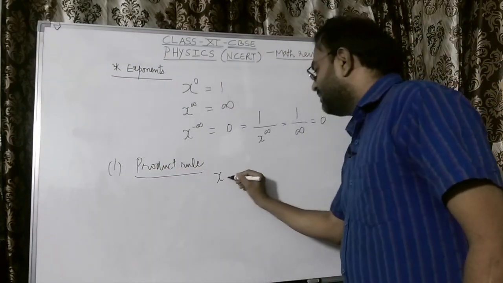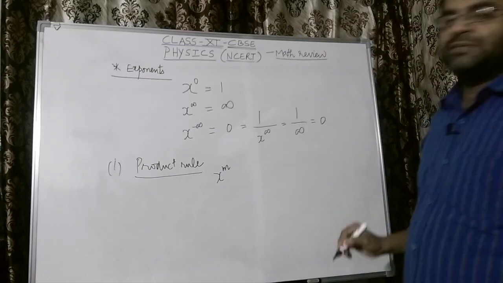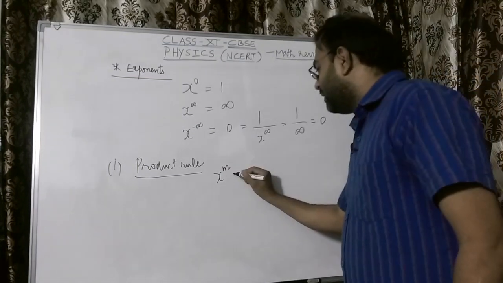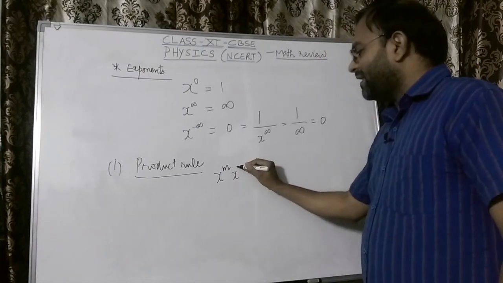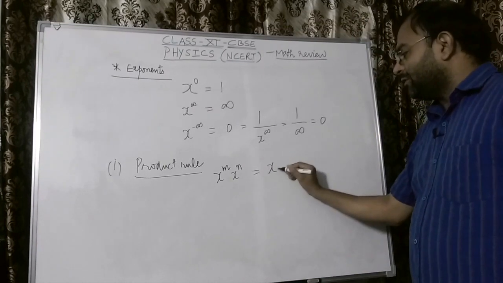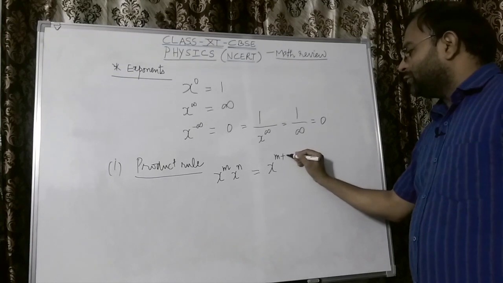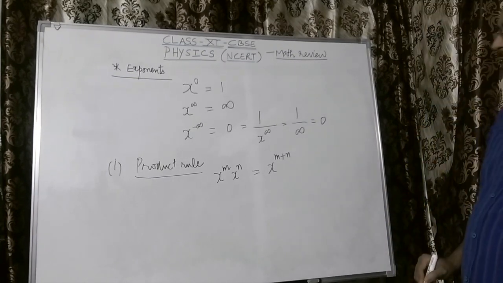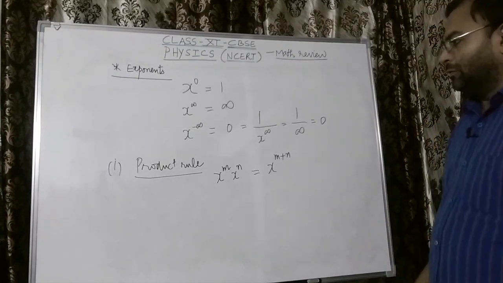Suppose I have a base number x raised to an exponent m, and the same base number x is raised to another exponent n. Now the resultant would be x raised to the sum of the two exponents, m plus n. This is called the product rule.